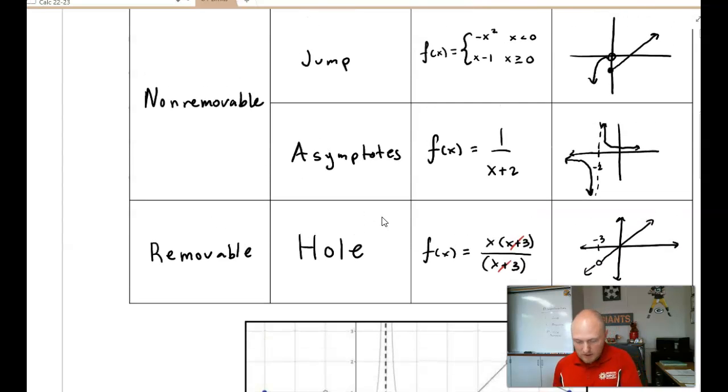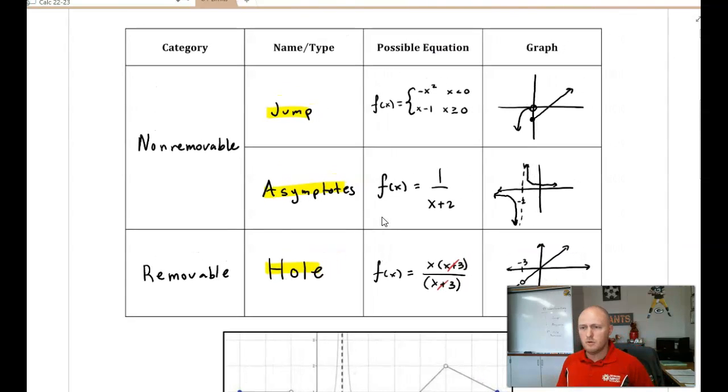These are our three types of discontinuities: jump, asymptote, hole. That's the key takeaway. What are the three types of discontinuities that we have? Jump, asymptote, hole. Now we do classify them, and the AP exam and College Board will use these terminologies interchangeably, right? So they'll say identify the removable discontinuities or identify non-removable discontinuities. So you have to know which goes in which category.